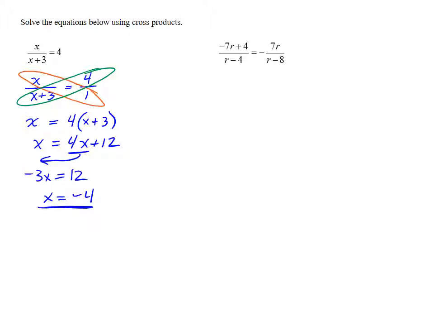So that should work if we've done our work correctly, and as long as it doesn't make a zero denominator. So let's try that out. Negative 4 for x, everywhere we see x. Is that really equal to 4?